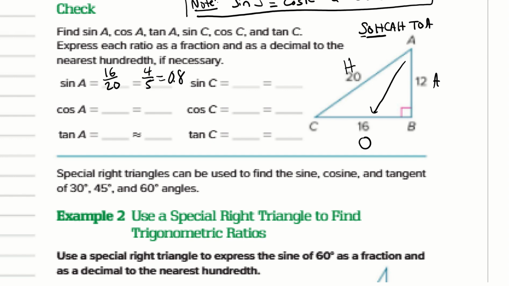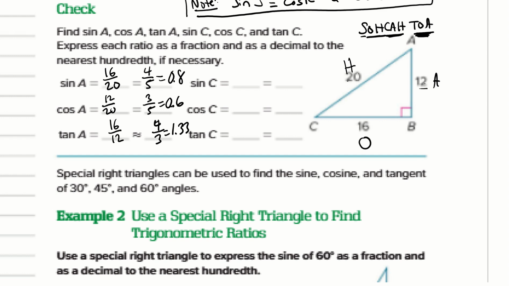All right, so now we got cosine of A, so that's going to be adjacent over hypotenuse, so 12 over 20, which reduces to 3/5, which is 0.6. We did cosine, now we're going to do tangent, which is opposite over adjacent. So opposite 16, adjacent 12. That reduces to 4 over 3, which is 1.33.